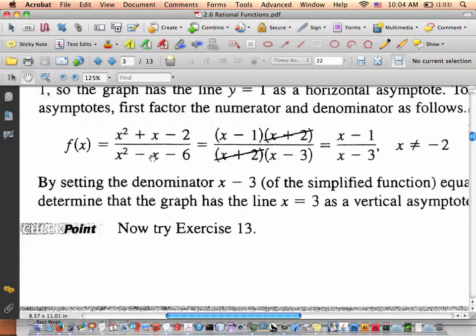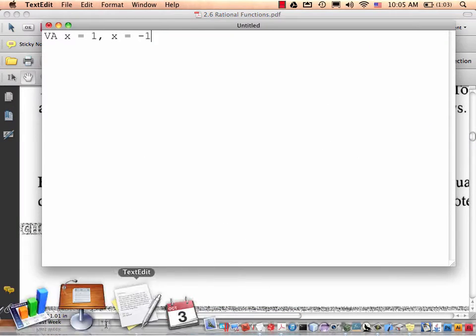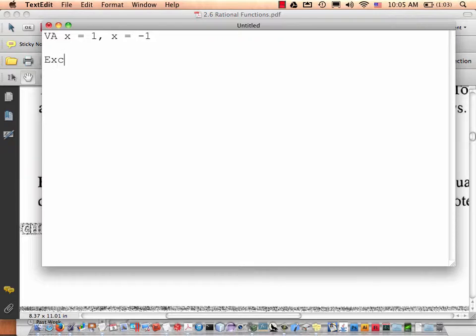Would your answer be 3? x cannot equal negative 2? Okay. The answer would be this. The excluded values are 3 and negative 2. The vertical asymptote is x equals 3. In other words, x cannot equal 2. And this is a short way of saying cannot, the exclamation point.